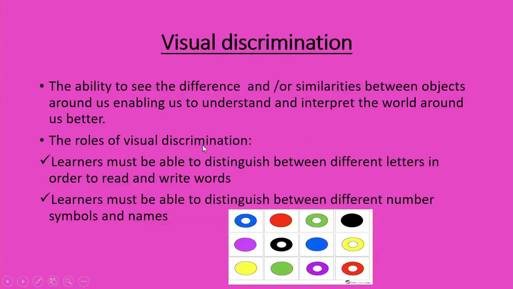Right, the roles of visual discrimination. Learners must be able to distinguish between different letters in order to read and write words. Distinguish between a B and a D, for them to be able to read. Learners must be able to distinguish between different numbers, symbols, and names.